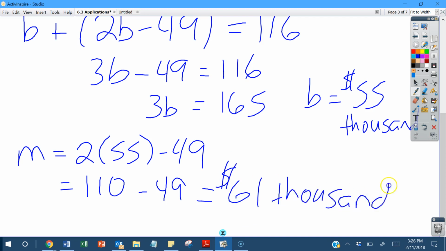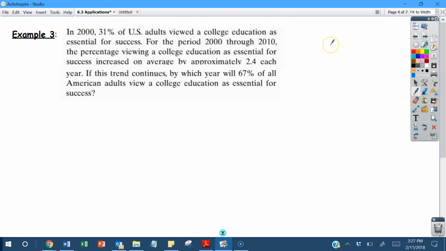So notice how I've written my answer in a specific context. The person with the bachelor's makes 55,000. The person with the master's makes 61,000 on average. Okay, let's look at another one.